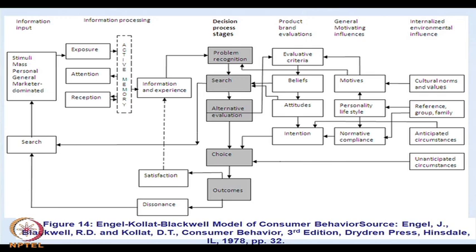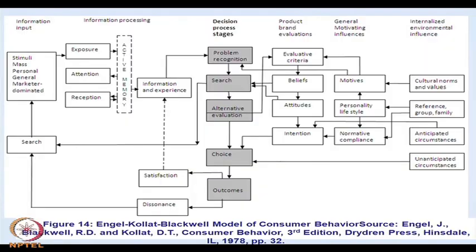Now, looking beyond, let us come to the assessment of the model. The model basically incorporates many of the variables, many of the constructs that impact consumer decision making. In fact, EKB have put forth a very comprehensive model trying to take into account the various constructs, and the interplay or interrelation between these components impacts consumer decision making in a very strong way.